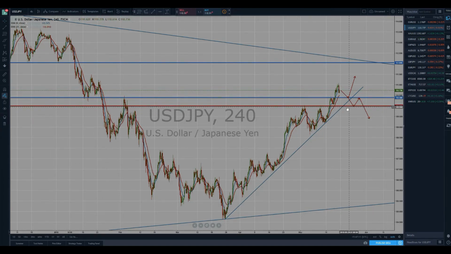And even then, we do not have a confirmed break of structure right there. So really that would be an aggressive entry if you were to get into a sell at this 110 level, the retest of this 110 level, because there is still no confirmed break of structure. So be careful if you plan on selling UJ this week.